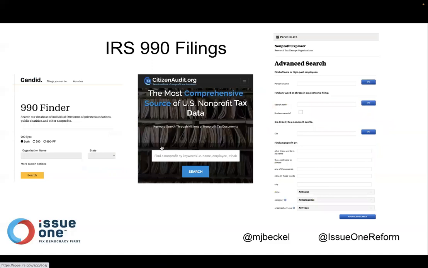In the past, the IRS wasn't making those documents available, and you could request paper copies from the IRS, but there were a lot of groups like GuideStar or the Foundation Center out there gathering those 990 filings. Today, GuideStar and the Foundation Center now operate under a new name. They merged. They're called Candid. They have a great 990 finder on their website.